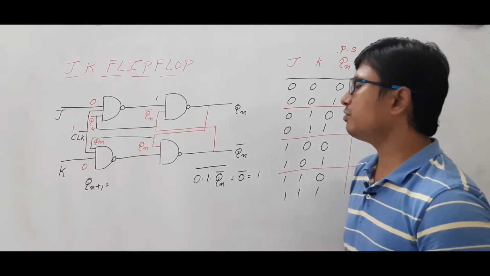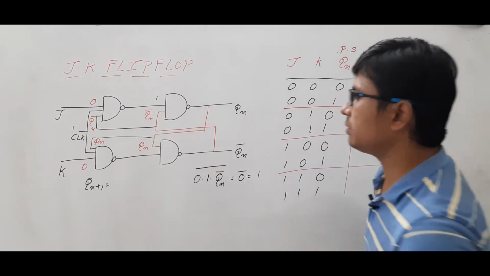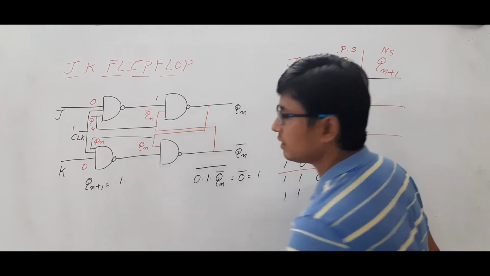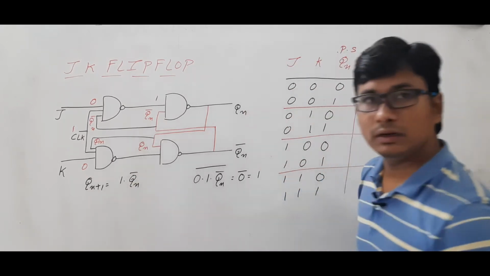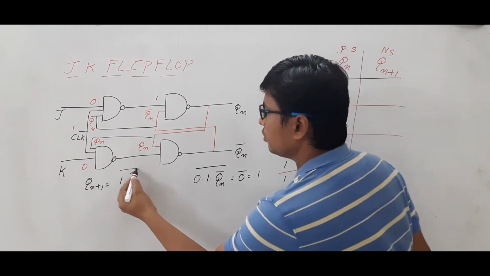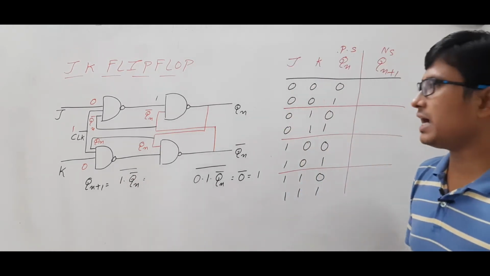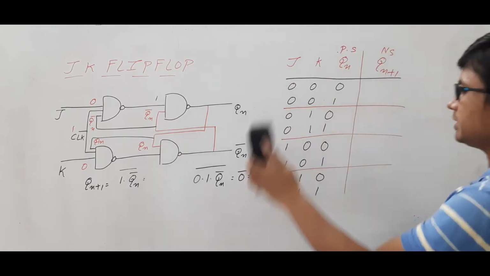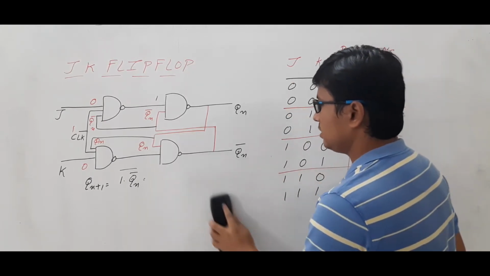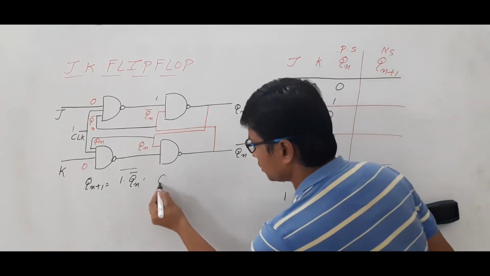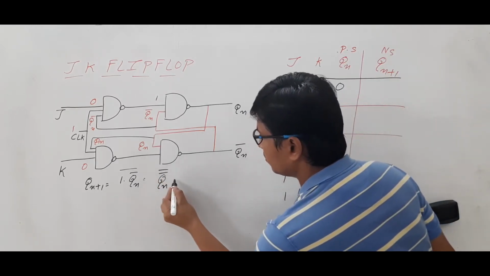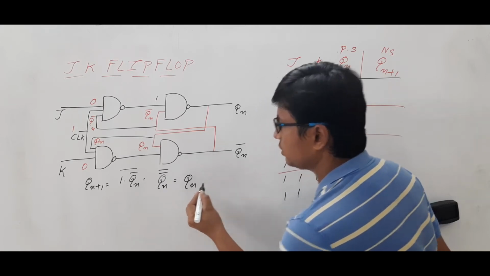Now, if you are getting 1 as an input, Qn plus 1 will be equal to 1 and Qn complement, and then you have the whole complement because you are using the NAND gate. Now let me discuss what the output Qn plus 1 will be. Qn plus 1 will be equal to Qn whole complement, which is equal to Qn.